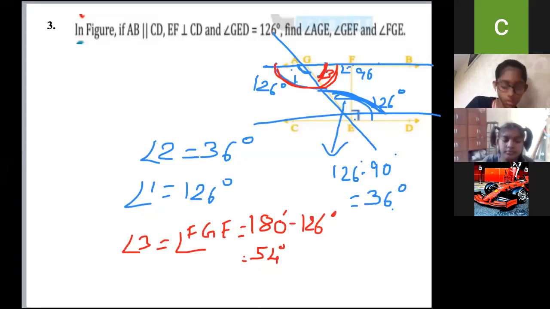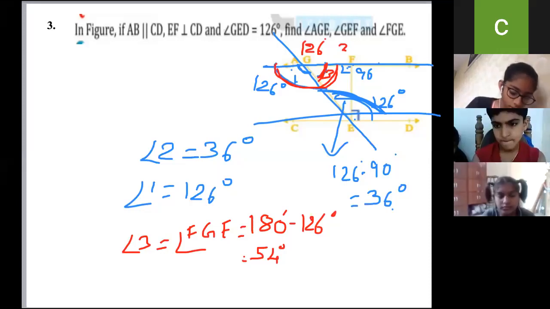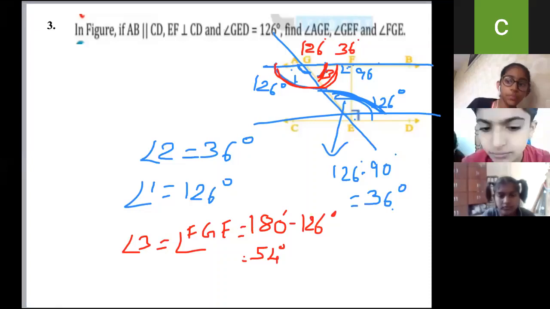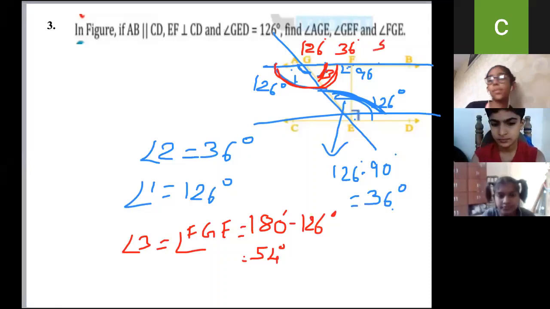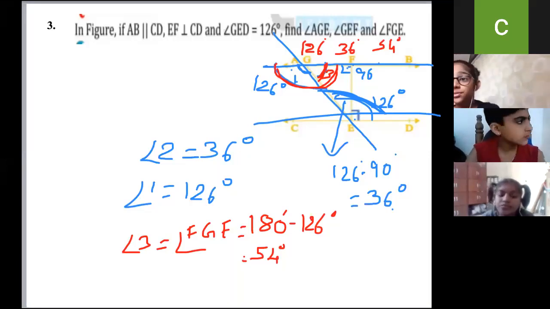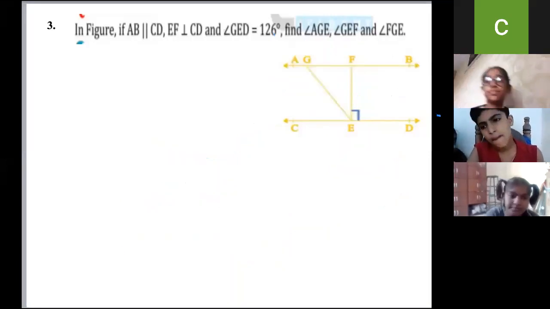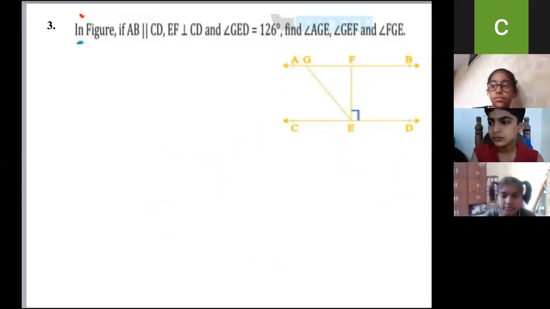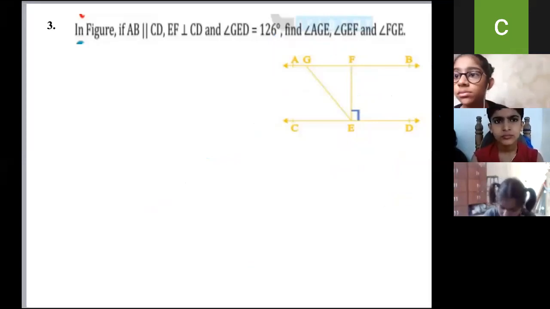The first angle, angle AGE, is 126 degrees, and angle GEF is 36 degrees. Angle FGE is 54 degrees. Is it clear, children? Yes, ma'am. Any doubts? No, ma'am. Okay. Let us go with the last solution.